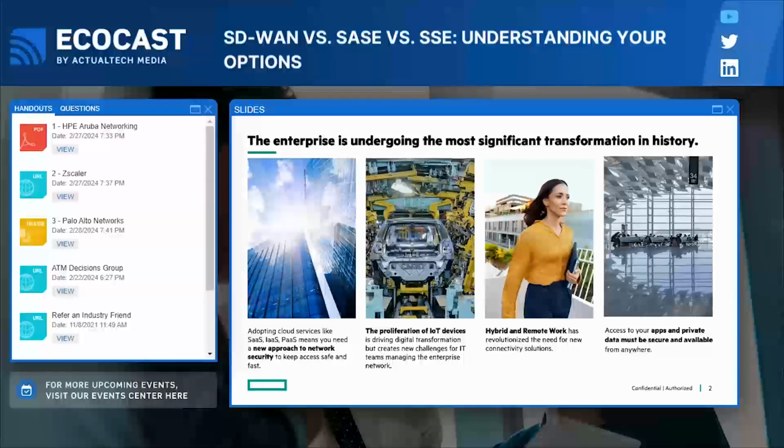These huge changes require a new approach when it comes to network security to keep access fast and safe, as our legacy solutions are no longer sufficient, with more and more companies being compromised. Statistics show that the average cost of a data breach now stands at more than $4.8 million, up 25% since 2022.